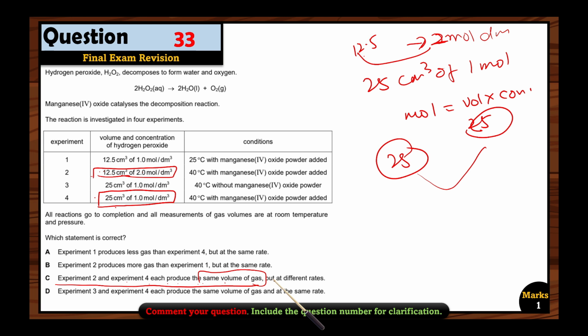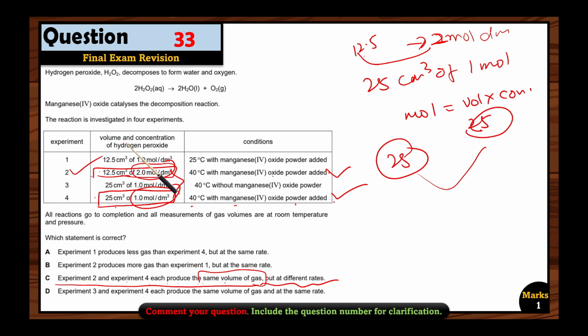Now let's see this one, at different rates. This option is giving you the same volume of the gas, right? But different rates we can see. 40 degrees with manganese oxide powder added, 40 degrees with manganese oxide powder added. So these two options were right, okay? But here if you see the concentration is more, and the more concentration means the higher will be the speed of this reaction.